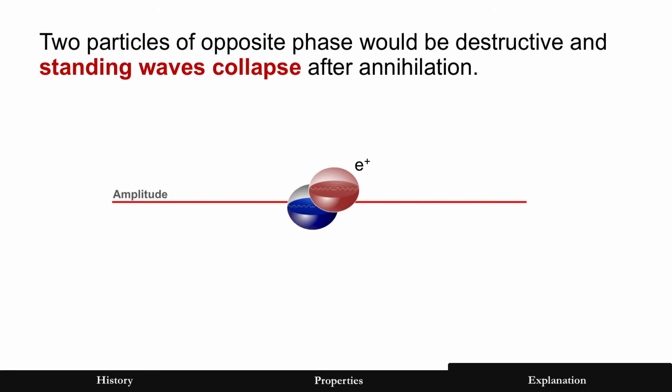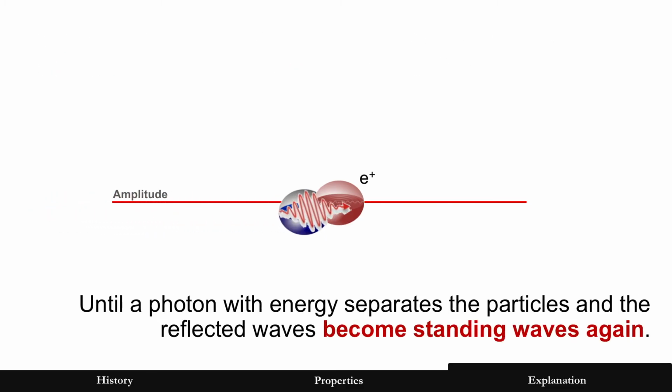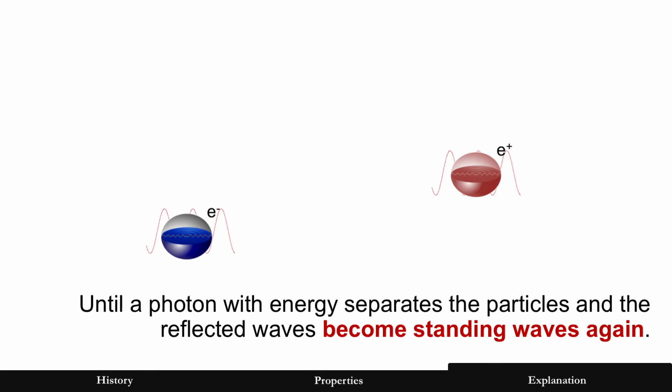And so two particles of opposite phase would look like this. They'd be destructive. Their standing waves would collapse after annihilation and you wouldn't be able to detect them. There would be no wave amplitude. Standing waves have completely collapsed. But imagine a photon coming along with enough energy. That energy now causes kinetic energy, motion of those particles. Once they separate now, those waves that are reflecting are standing waves again. And so all of a sudden we can measure that mass once again. Those particles were still there, but now they can actually be seen as mass.